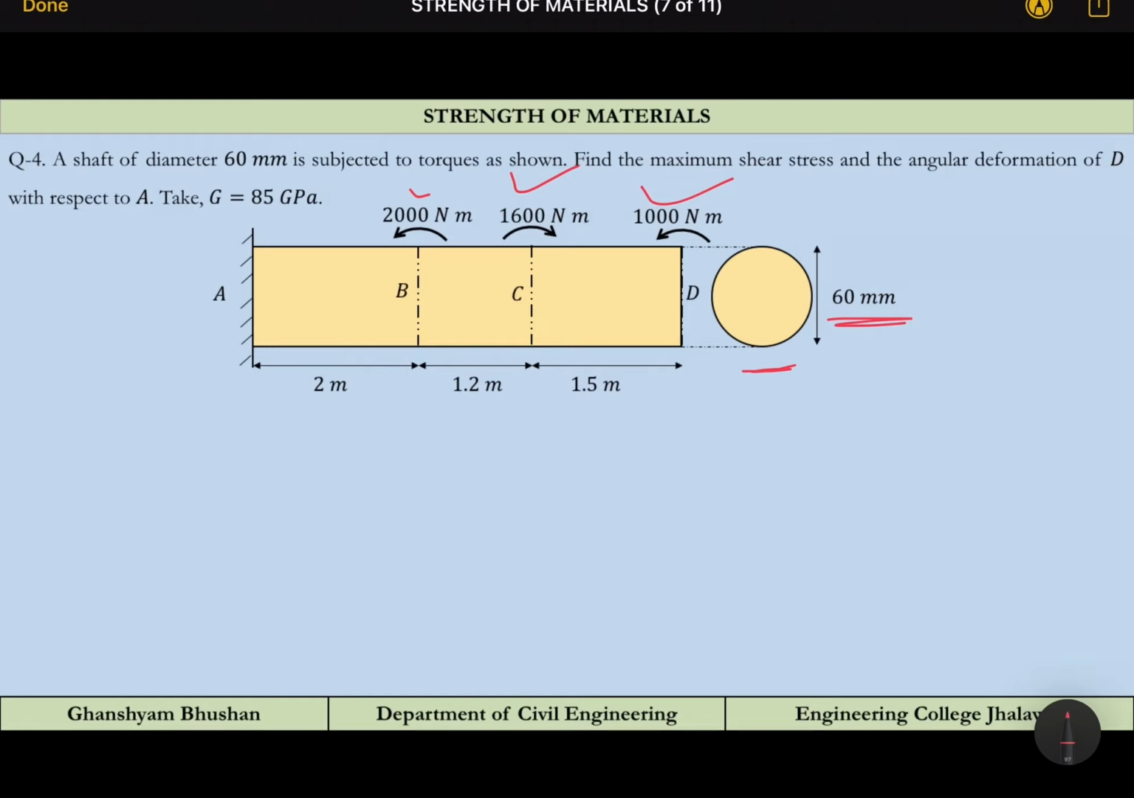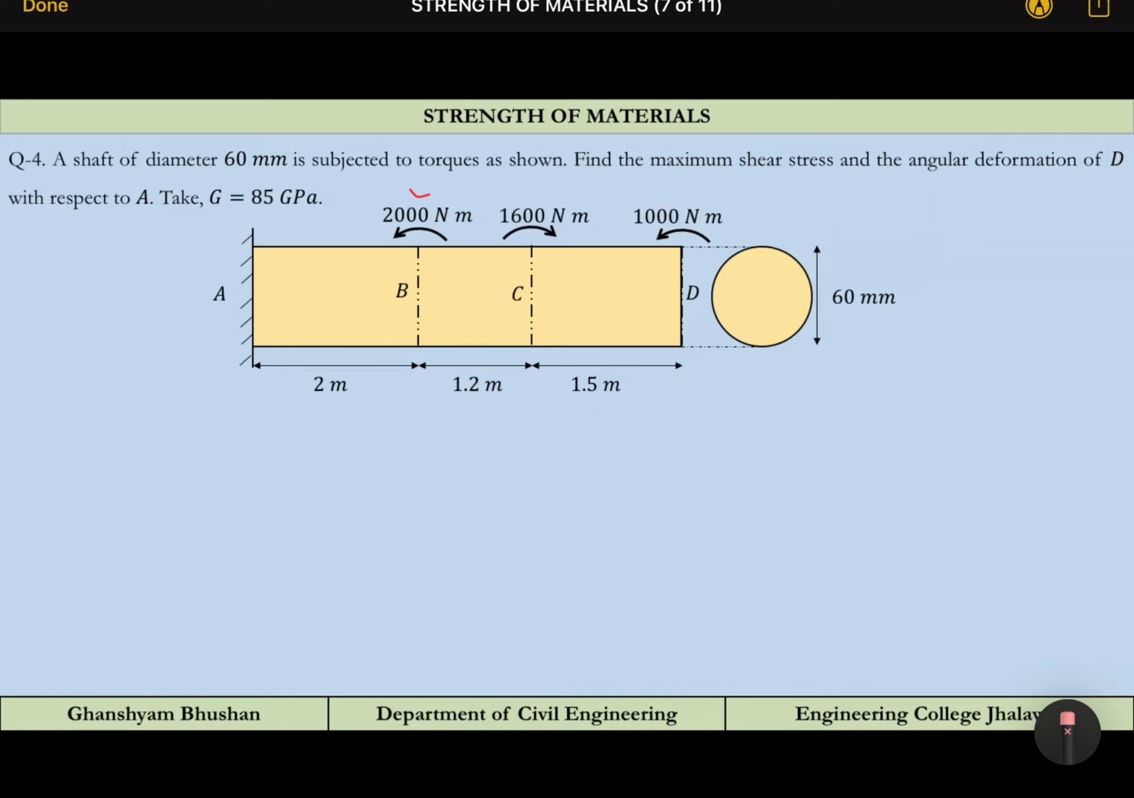In the question which we derived earlier, only a single torque was given, but here multiple torques are given. So for this type of problem, first try to draw the torsional moment diagram, TMD. We have seen the BMD, the bending moment diagram. Now we have to draw the TMD, the torsional moment diagram. This is very easy actually.